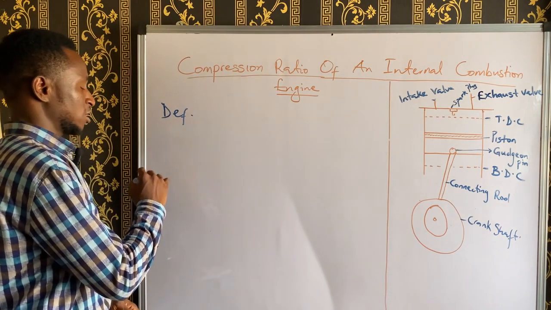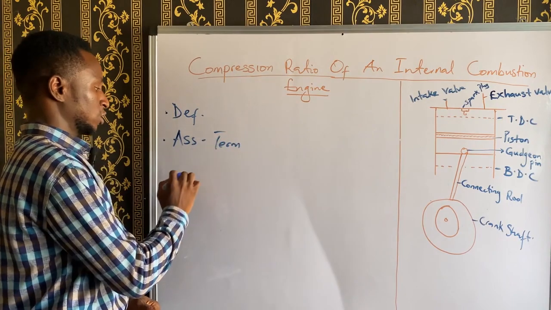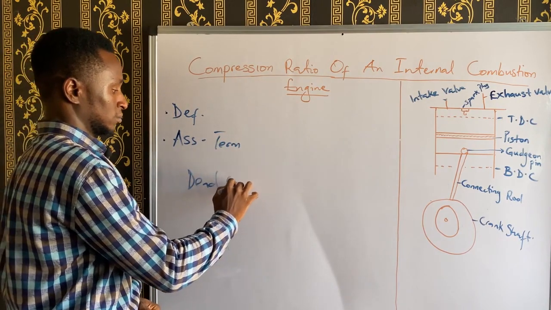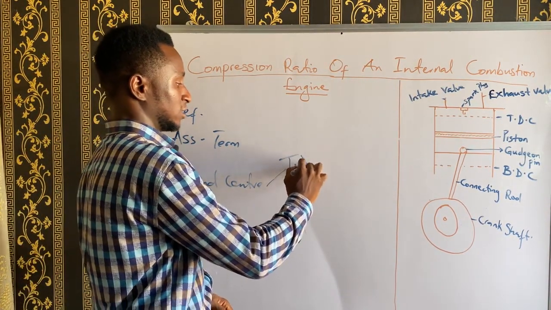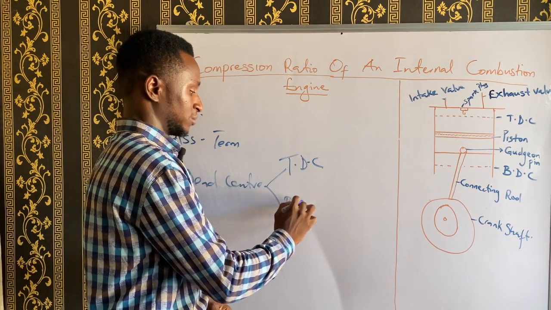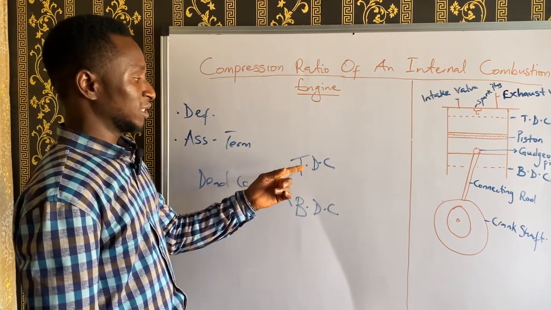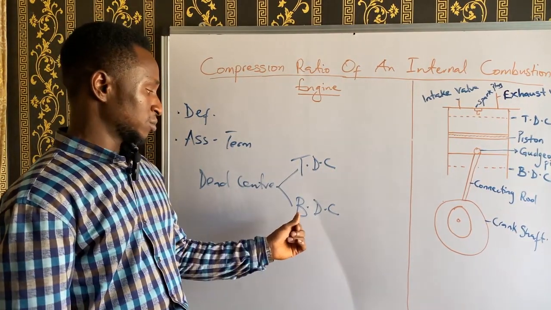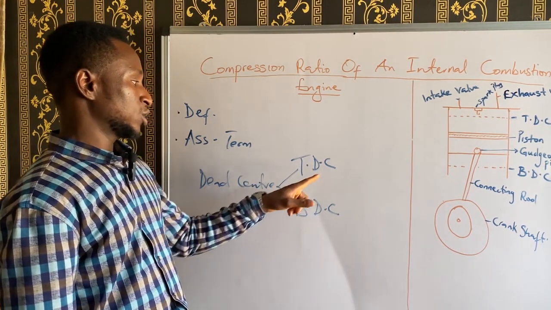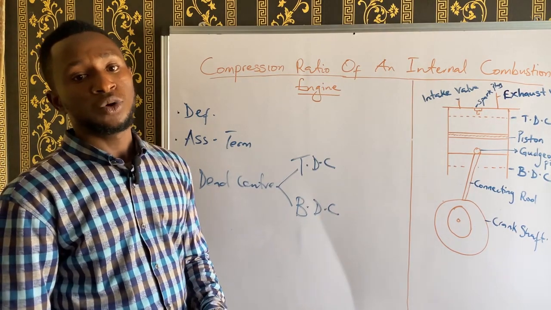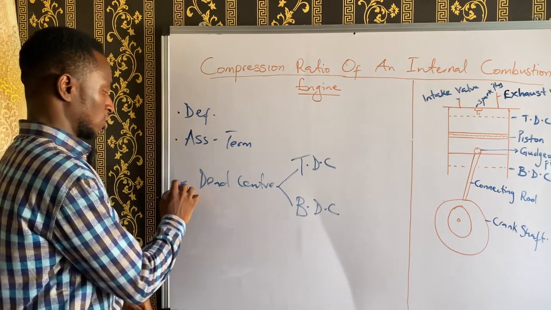Now, coming to the associated terms, the first on our list is called dead centers. We have two dead centers. The first is TDC and the second is BDC. Like I said earlier on, TDC simply means top dead center and BDC means bottom dead center. The highest movement of the piston is called TDC, while the lowest movement of the piston is referred to as BDC.